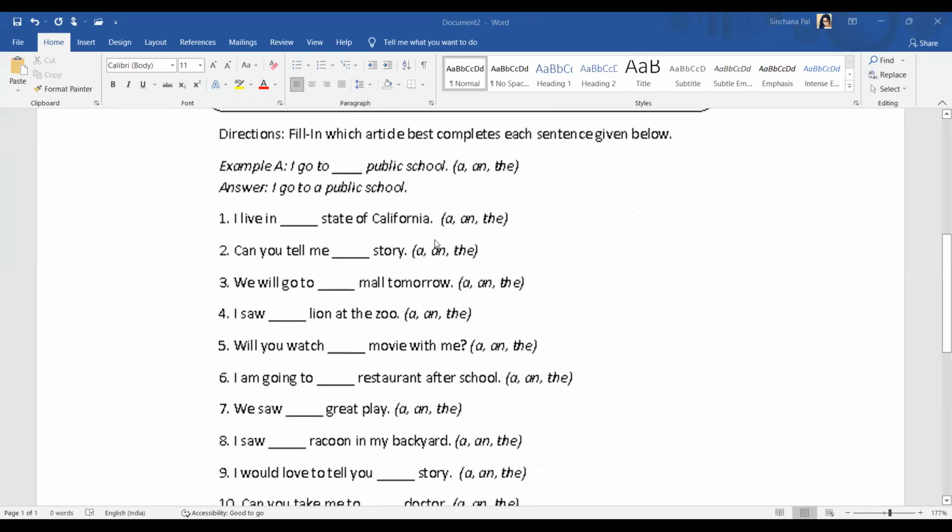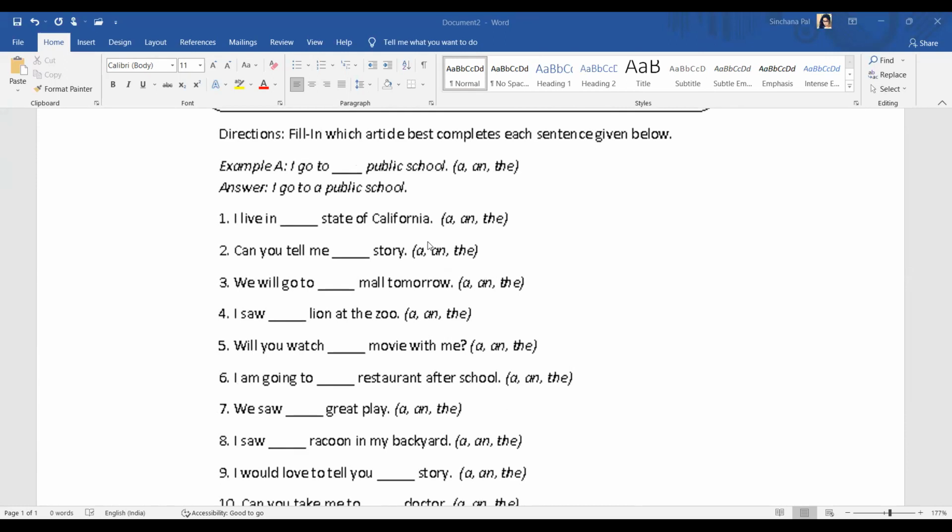I go to dash public school: a or the? I go to a public school. I live in dash state of California. I live in a state of California. Can you tell me a story or the story, not an story. We will go to the mall tomorrow. Will you watch a movie with me? I am going to the restaurant after school.